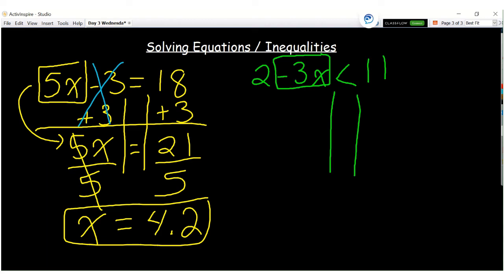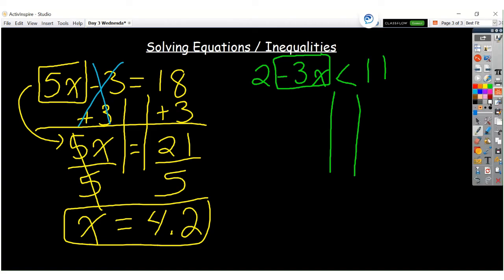So now I want to get rid of that 2 that is in front of it. That 2 was being added to it, and I will switch to a different color so you can see it. 2 minus 3x is the same as 2 plus negative 3x, so that's how I know I am adding that 2 originally, and to get rid of it, I want to subtract it. So I'm going to subtract 2 from both sides.